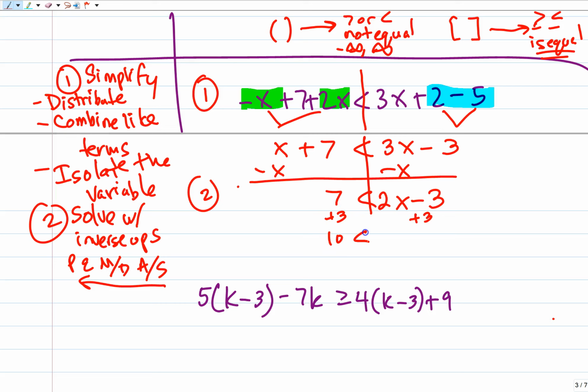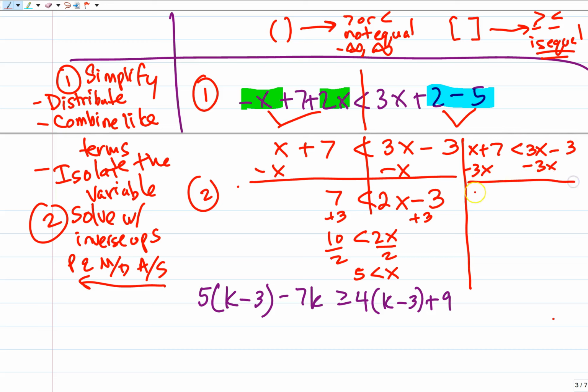So that 10 is less than 2x. And when I divide, 5 is less than x. For fun and giggles, what if somebody had subtracted the 3x? Would it have flipped at that point?